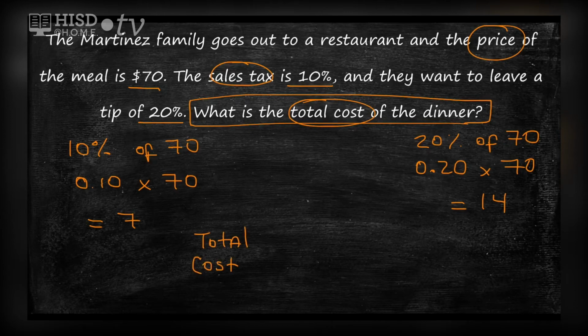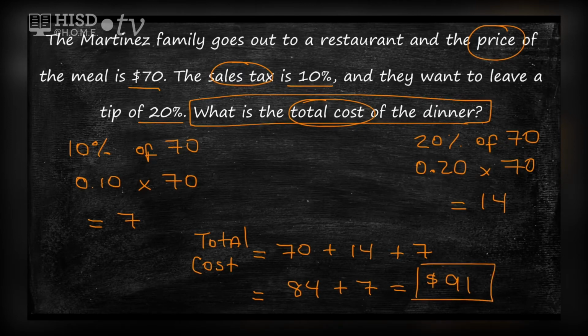And now in order for me to get my total cost, I have to add all of my expenses. So the dinner costs 70. I'm going to leave a tip of $14 and I'm going to pay taxes equal to 7. And remember, based on the associative property of addition, I can just start with any numbers and the result is going to be the same. That means that I can start by adding 70 and 14, that is going to give me 84, and then I can add 7, which will give me a total of 91, and this is going to be the final price of the meal.